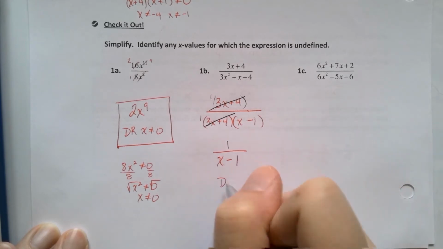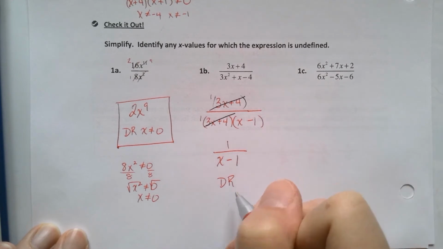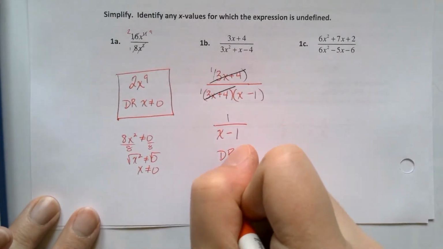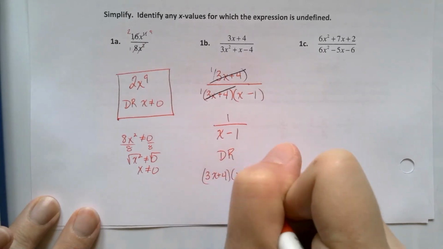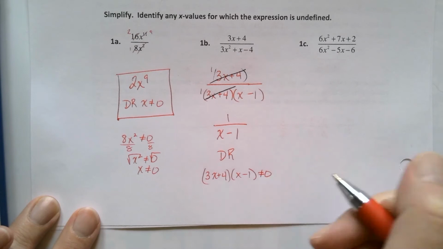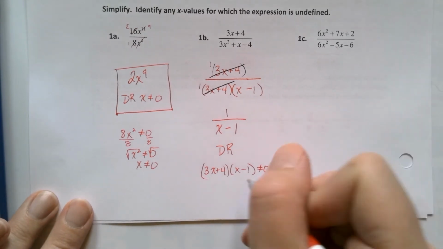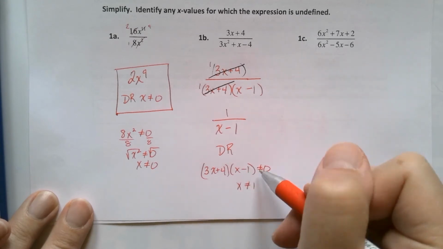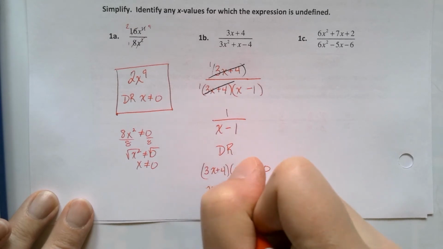Now let's talk about a domain restriction. I'm going to come back down here. I'm going to set my denominator, 3x plus 4 times x minus 1, so it doesn't equal 0, but we're using the same concept here of zero product property. Now, this one I've got, x cannot be 1. 1 minus 1 is 0. This one I've got too, it's x cannot be negative 4/3.